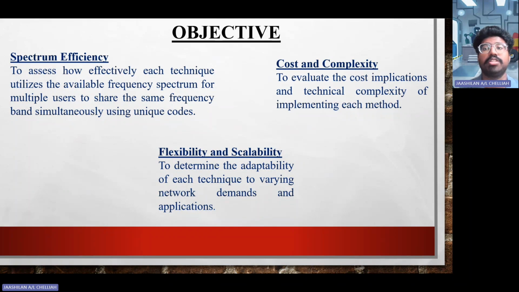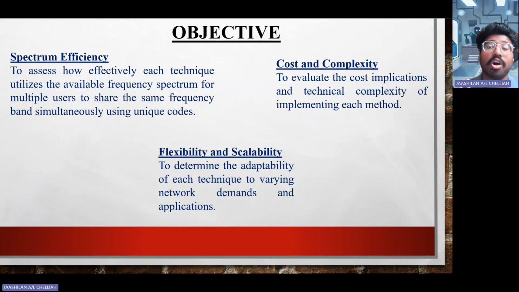Now we go into the objective, why we conduct this assignment. We have divided our objective into three sections: first, spectrum efficiency, then flexibility and scalability, and cost and complexity. So first, spectrum efficiency: to assess how effectively each technique utilizes the available frequency spectrum for multiple users to share the same frequency band simultaneously under unique codes.